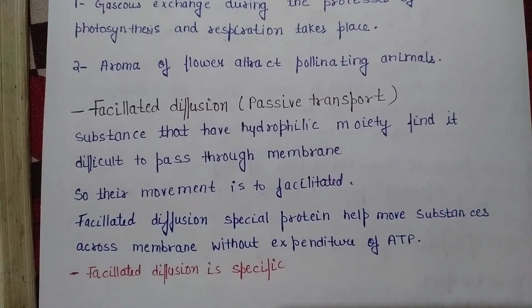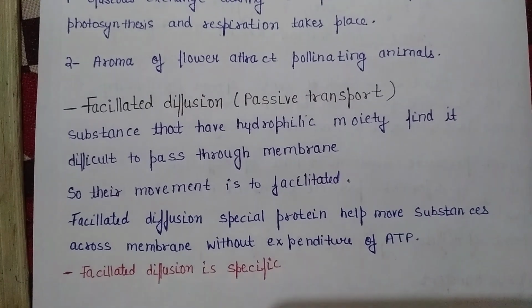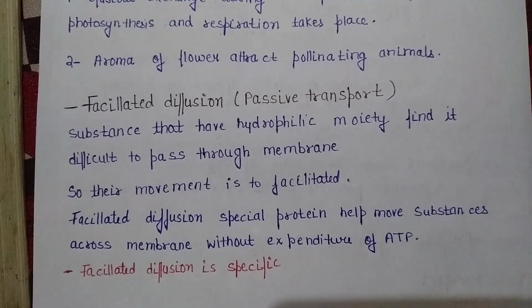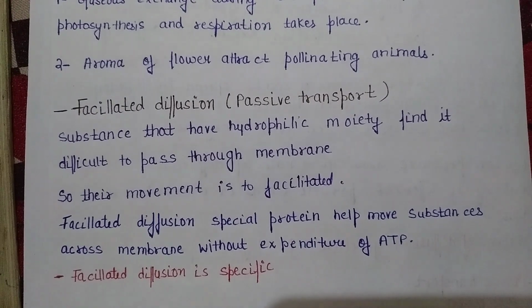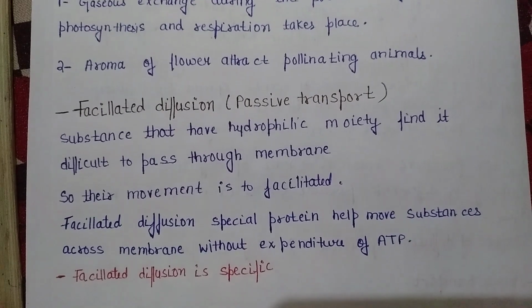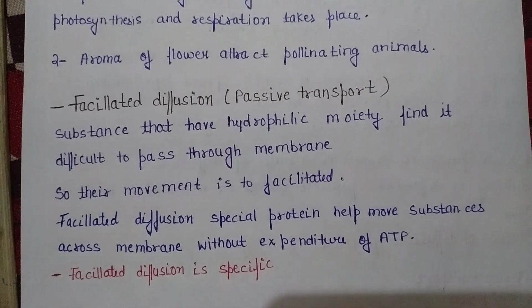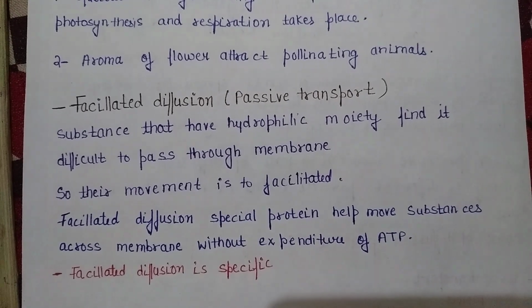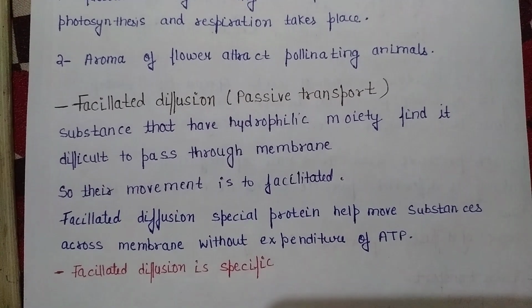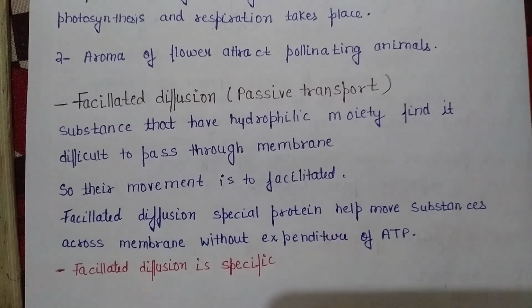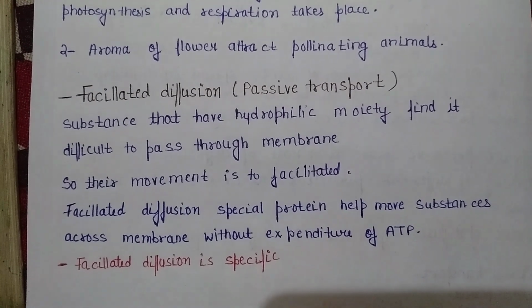And topic 6, facilitated diffusion. Facilitated diffusion is a passive transport. Substances that have a hydrophilic moiety find it difficult to pass through the membrane, so their movement is facilitated. In facilitated diffusion, special proteins help move substances across the membrane without expenditure of ATP. Facilitated diffusion is very specific.